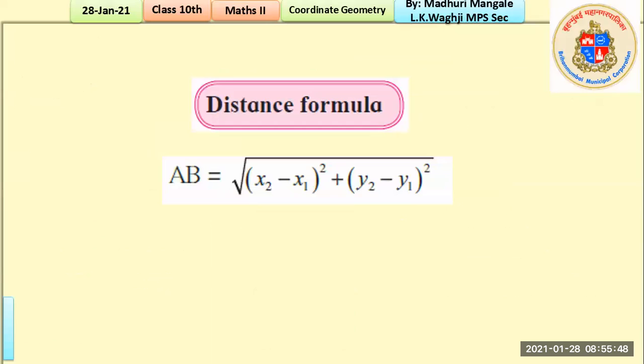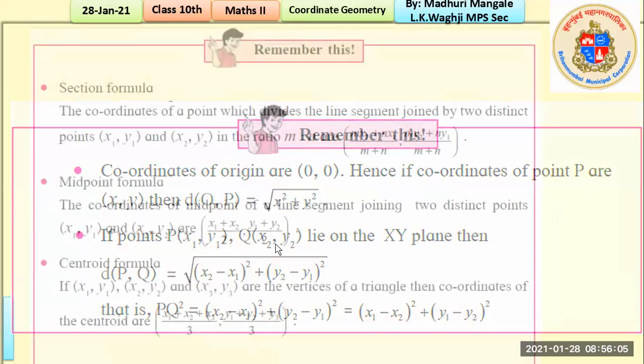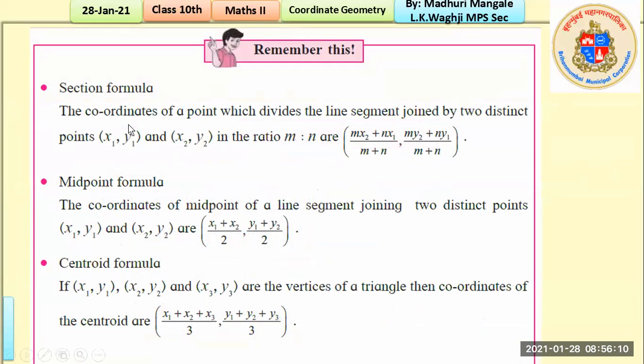We will quickly revise first. This topic, coordinate geometry, is of just 3 to 4 formulas. The first formula is the distance formula, which is root of (x2 minus x1) the whole squared plus (y2 minus y1) the whole squared. That's the distance formula. The other formulas are the section formula, the midpoint formula and the centroid formula. So just 4 to 5 formulas, and that's all in this chapter.